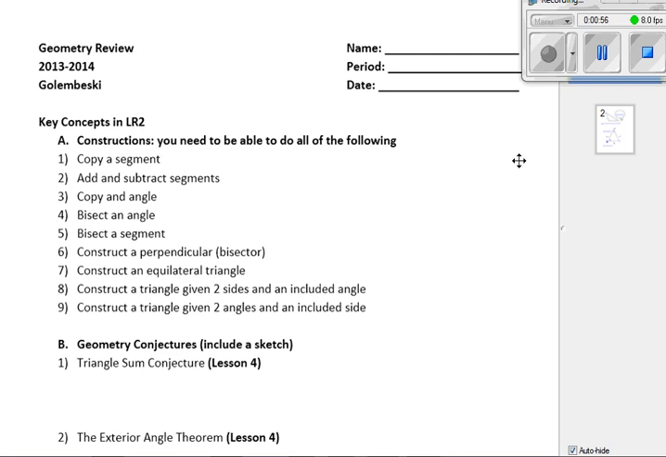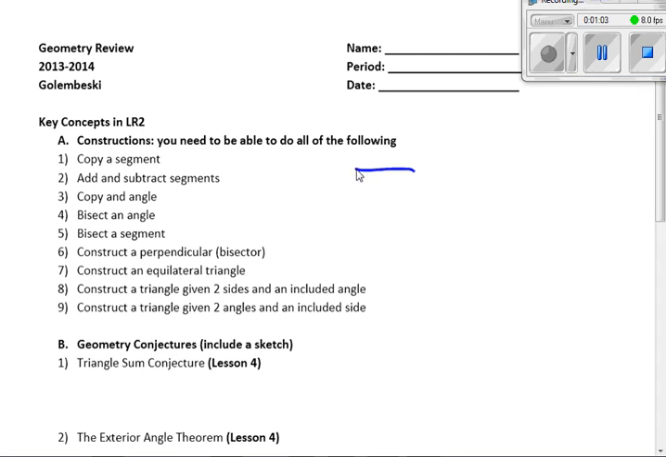Add and subtract segments. You just take a segment. If I have this segment and then this one, I copy it, and then I copy this one end to end. And if you're going to subtract it, then I have to go this way, and the result will be this piece right there. Yeah, that's all you have to do. Okay, but I want to get into the other stuff.